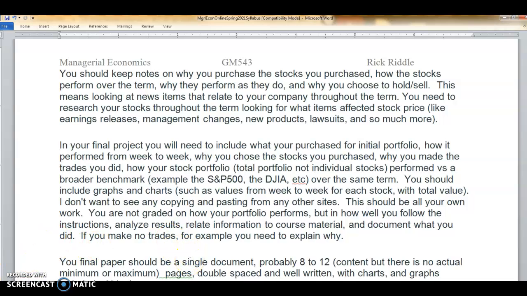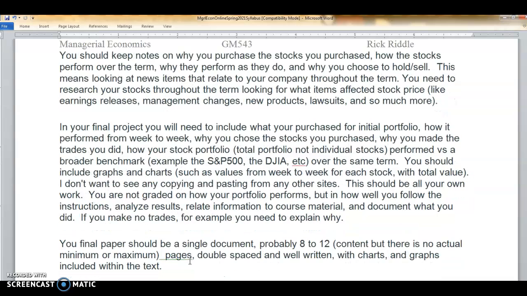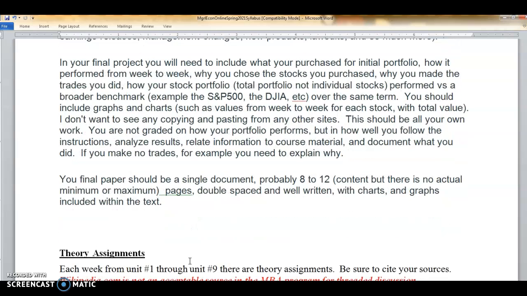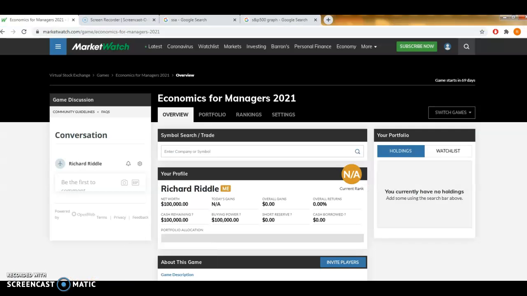I suggest that your project should be somewhere in the vicinity of 8 to 12 pages. That's just a benchmark. It could be 6 pages, it could be 14 pages, but probably not 50 pages. It should be double-spaced, well-written, with charts and graphs included. All right. So I do want to bring up the stock game for you, kind of show you what you're going to see in the stock game.